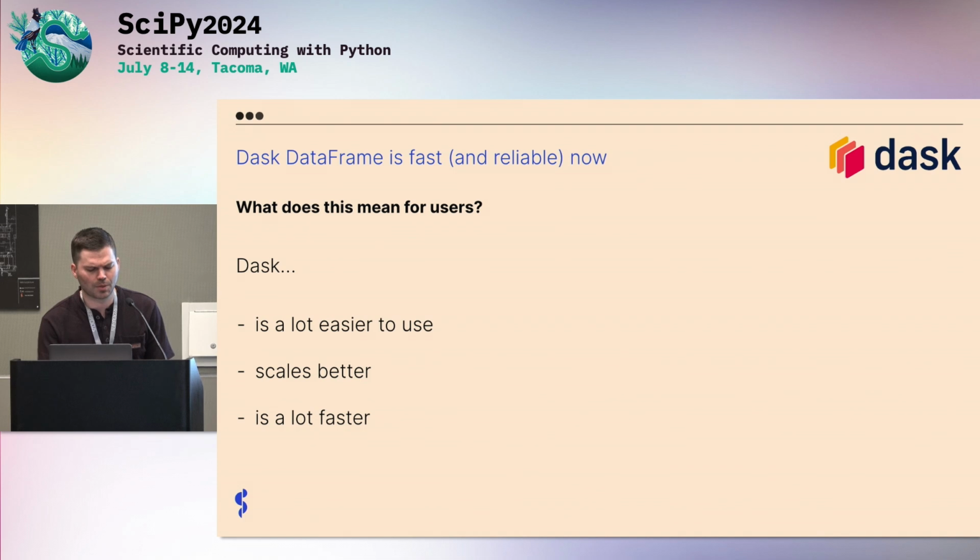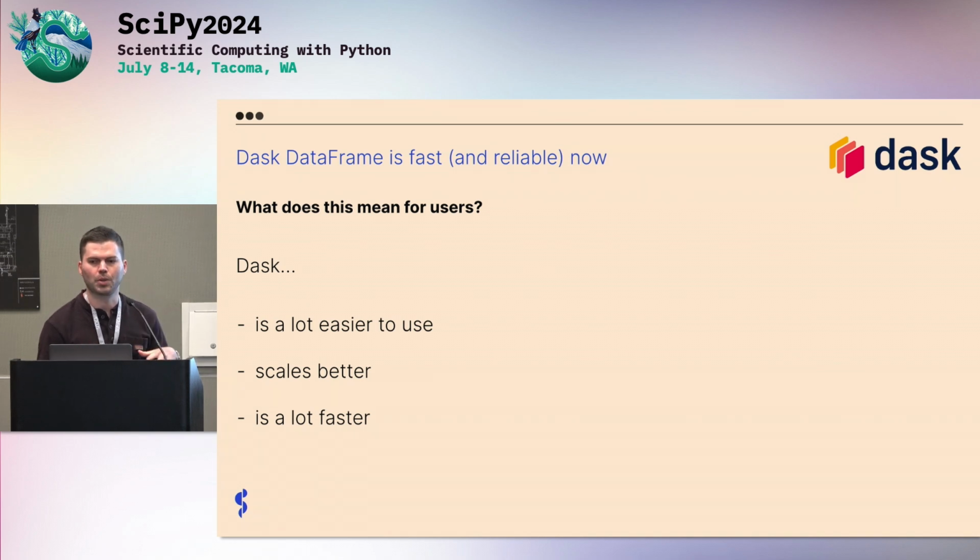Okay, so summarizing here: because of PyArrow strings, because of P2P shuffling, because of our query optimizer, Dask is now a lot easier to use just out of the box. Before, Dask could be incredibly efficient, but you had to know how Dask works under the hood. You had to customize things manually a lot. That's no longer the case. Now, a lot of these optimizations will happen automatically for you. It also scales better, and it's a lot faster.